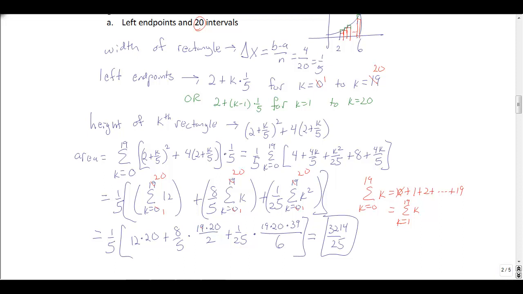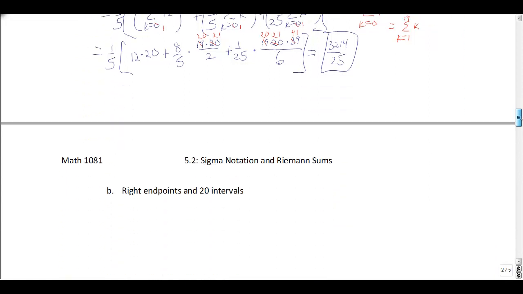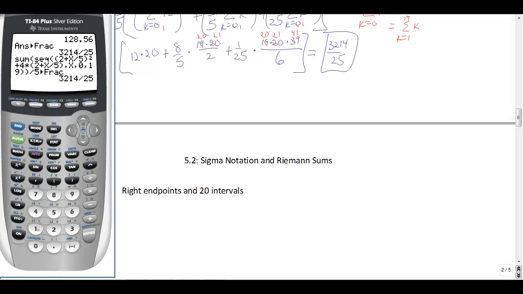Really, it's just going to change this 19 to a 20, 20 to 21. I'll get a 20, n plus 1 is 21, 2n plus 1 works out to be 41. Just some small changes here. Note everything got bigger, which should give us a bigger number. I'm going to maybe not write that all out again. You could go through it as practice. But you get 12, I think there was a 1/5 on the outside. 1 divided by 5 times 12 times 20, that's our 240, plus 8 divided by 5 times 20 times 21 divided by 2, plus 1 divided by 25 times 20 times 21 times 41 divided by 6.